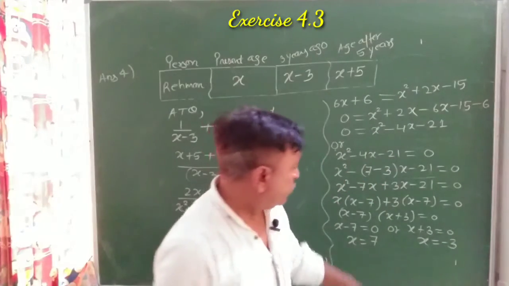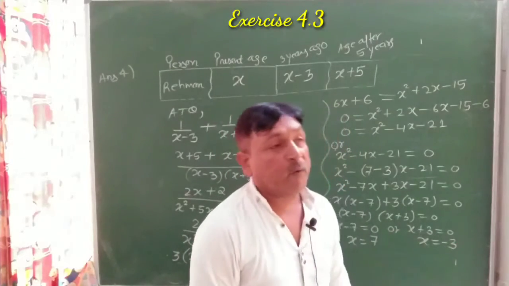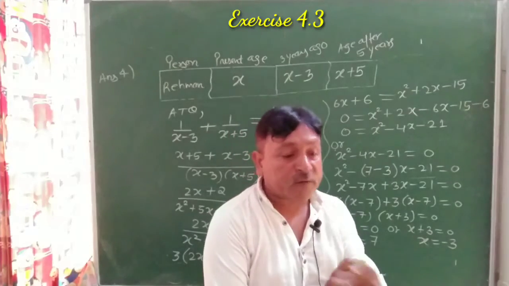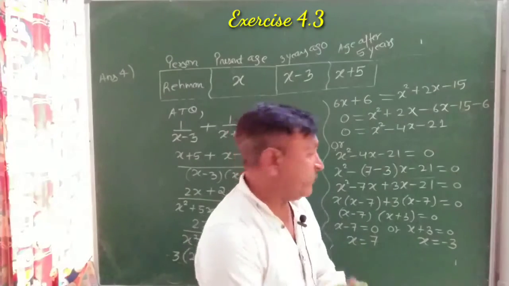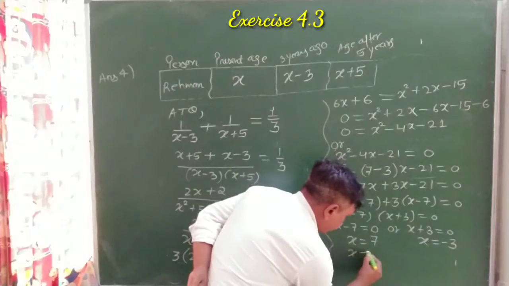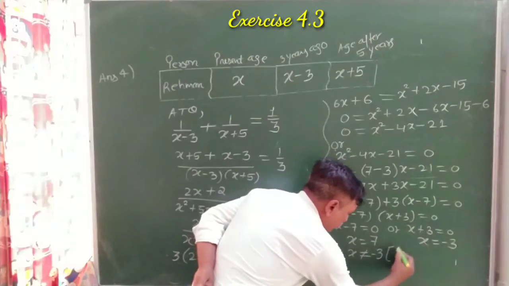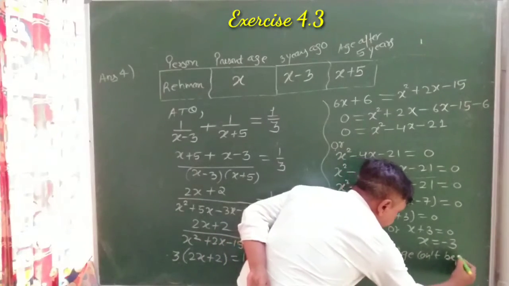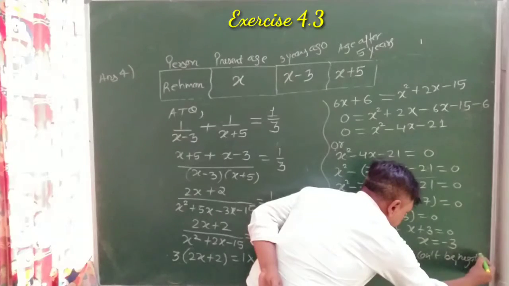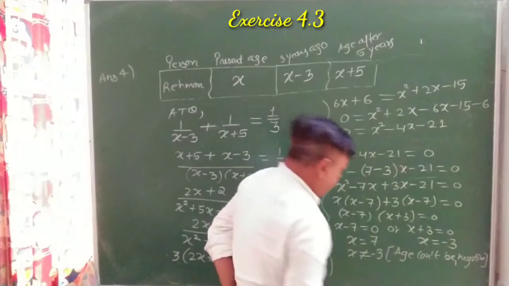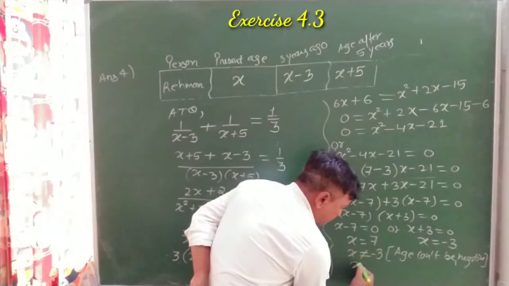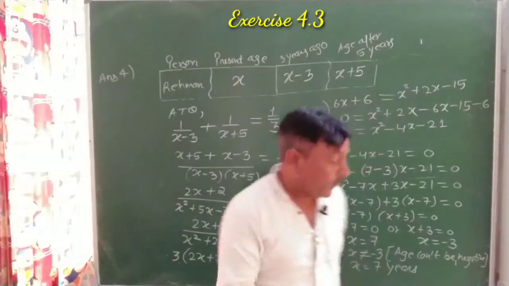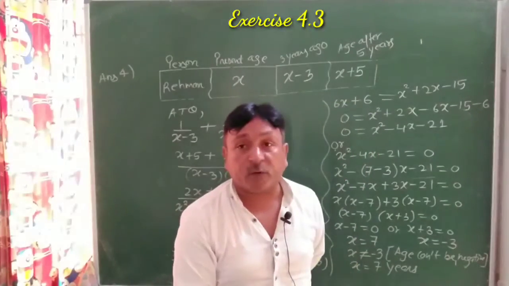Now we get two values, one is positive and second is negative, and we all know that age always increases. Age is always a positive thing, age cannot be negative. Okay, x cannot equal minus 3. Age can't be negative. Okay, it means the value of x will be 7. So the answer is 7 here. Is it clear? See this thing and write out this question in your copy.